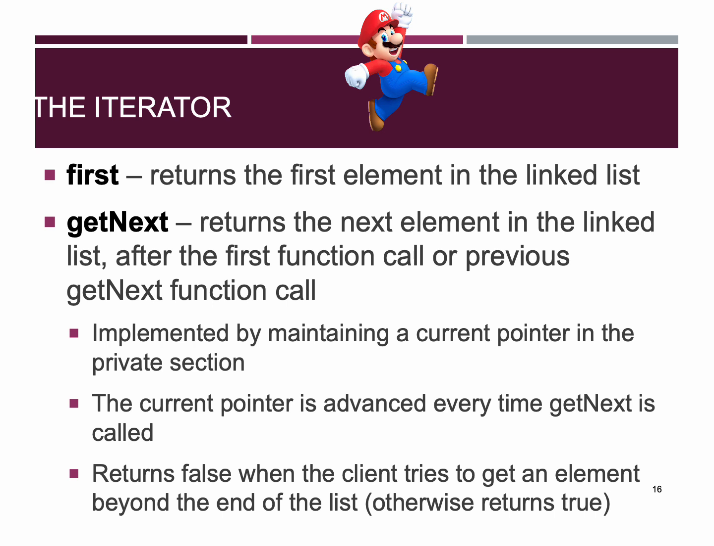The iterator is implemented by maintaining a current pointer in the private section of the class, which keeps track of where we are in the list. Each time the getNext function is called, this pointer is advanced to the next element. If the client tries to call getNext when there are no more elements in the list, the function will return false, indicating that we have reached the end of the list. Otherwise, it continues to return true as we traverse through the list.